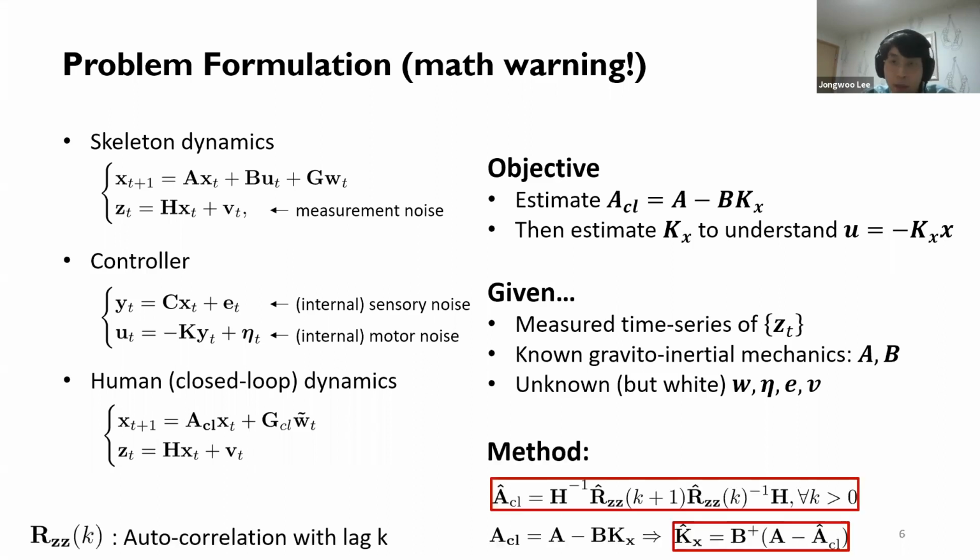We actually found that it is possible to solve this with the autocorrelation of the output signals with non-zero time lag K. I'm skipping all the details of the math, but you can actually estimate your A_CL, the closed loop dynamics, and the controller gain K in a very reasonable and reliable way.